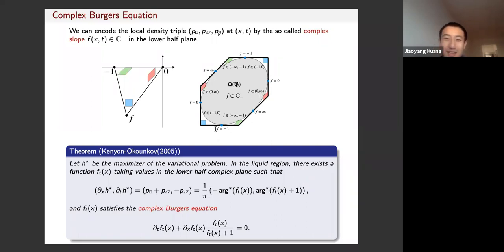Especially, you can then determine the values on the boundary, on the Arctic curve. On the Arctic curve, the complex slopes are real. And in fact, you can directly get it from this picture.